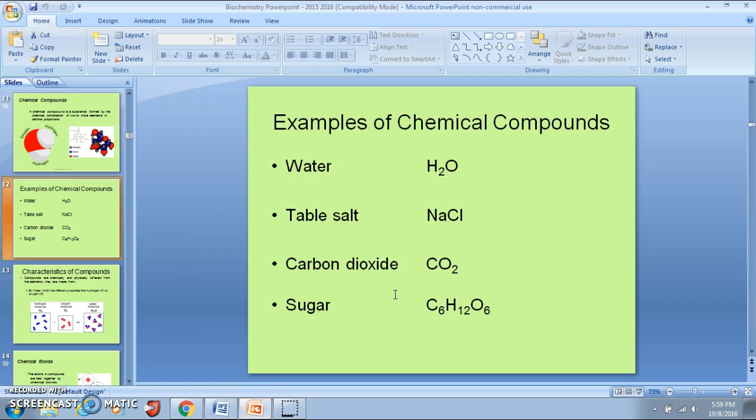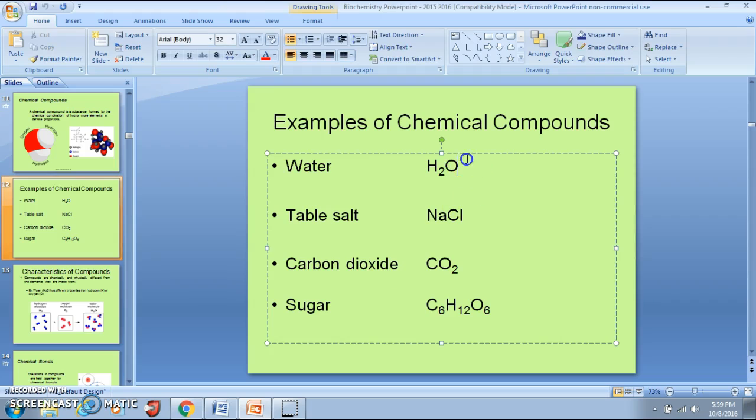And here we have them again right here. So we've got water and glucose, or sugar, which we already talked about. We also have table salt, which is a combination of 1 sodium atom and 1 chlorine. And we have carbon dioxide, which is 1 carbon and 2 oxygens.